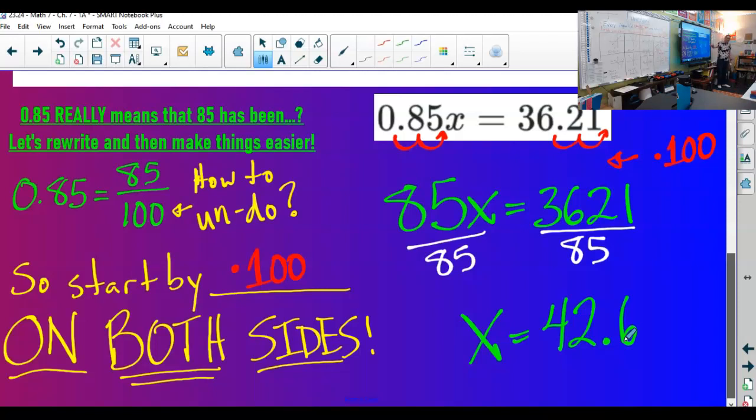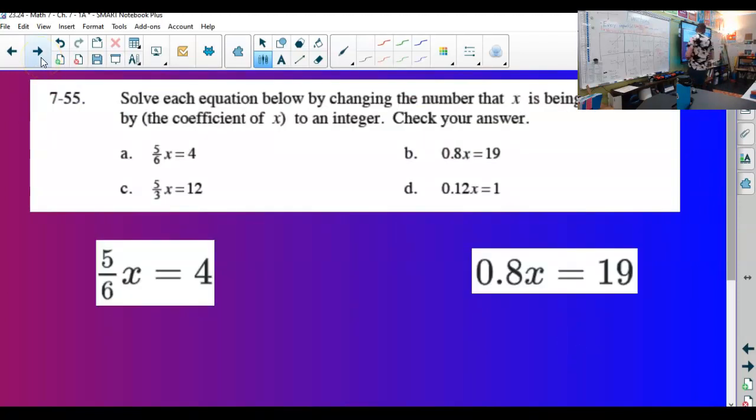Questions on what we just did to deal with the decimal situation? Ezekiel, pick blue or green. Blue, we're doing the top 2. So forget C and D.